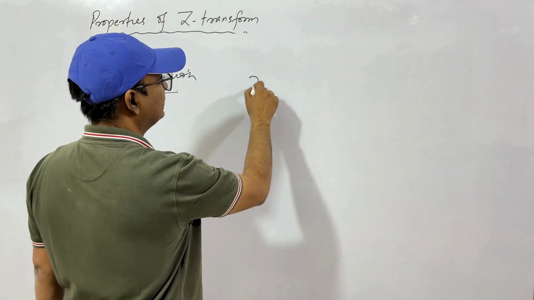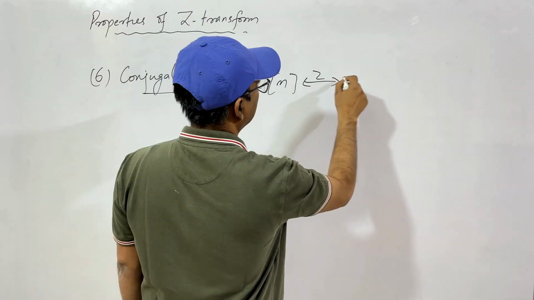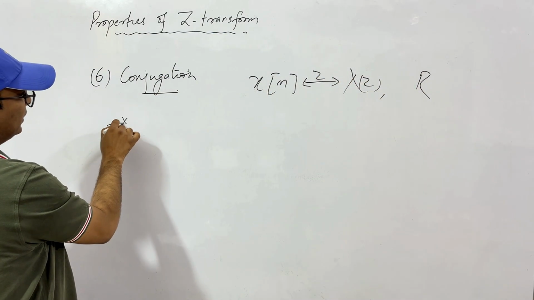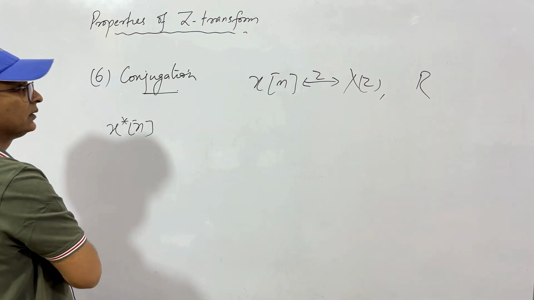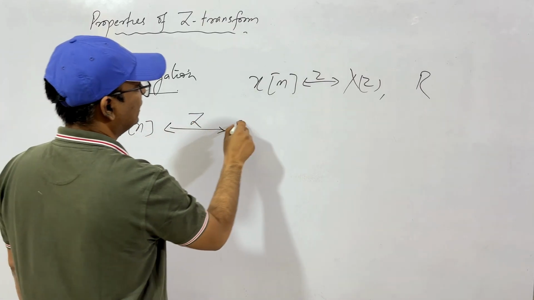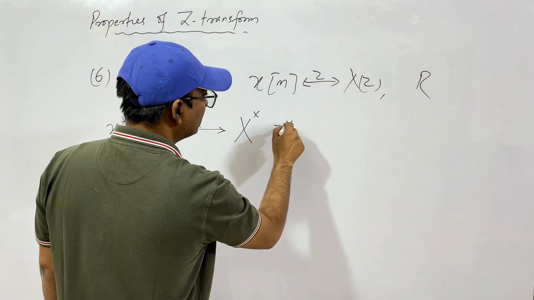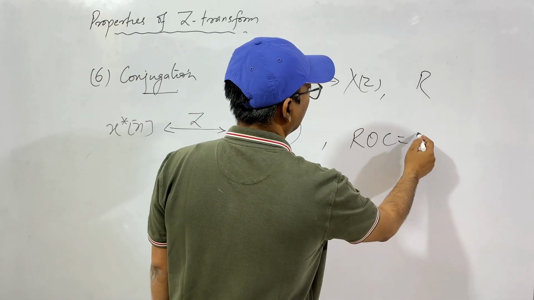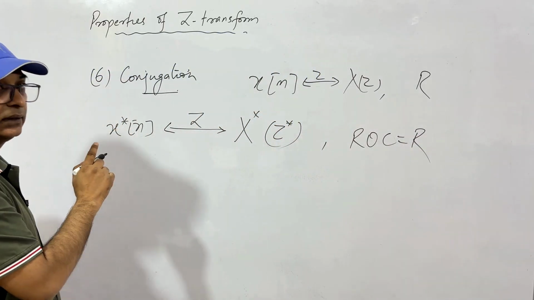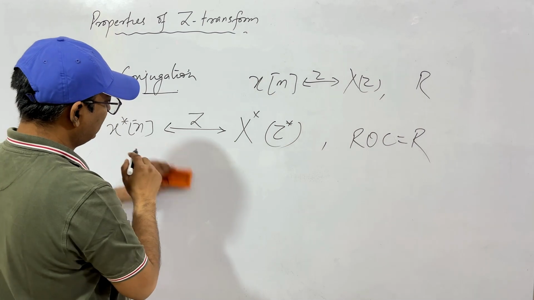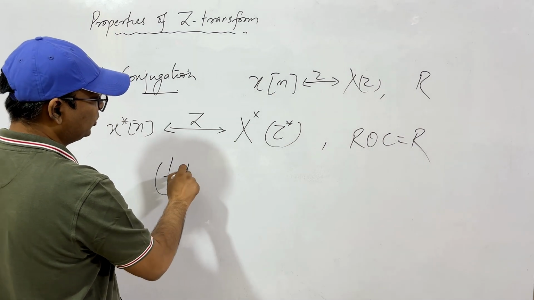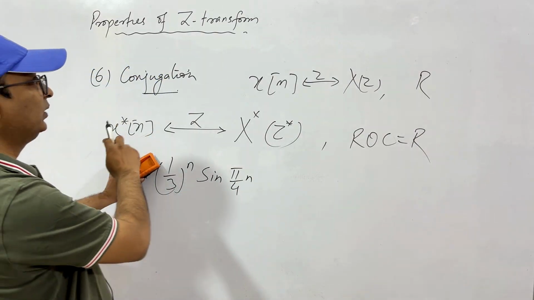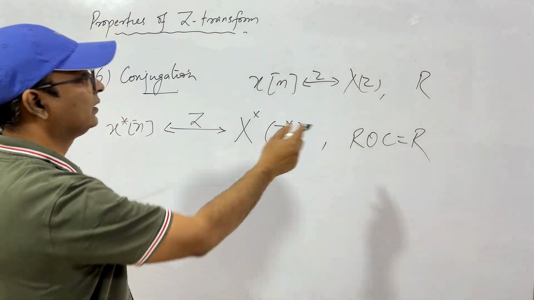For x[n], always keep in mind, we are talking about this transform pair, and the region of convergence is R. So if this is the case, then for conjugate of this sequence, the transform pair will be conjugate of this, and the region of convergence will be same, R only. We have seen this. When I was giving you an example, I don't remember, it was like this: (1 by 3) to the power n sine (pi by 4 n) something. We have solved this example. You can go and correlate that the region of convergence was same.